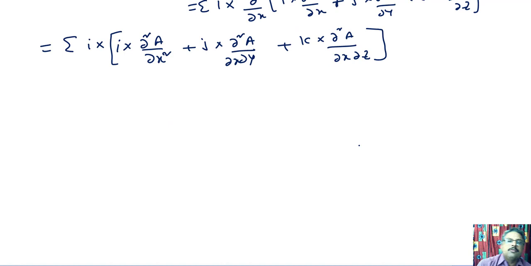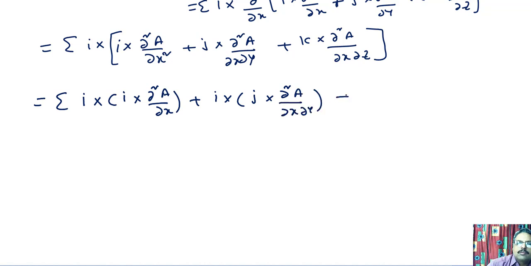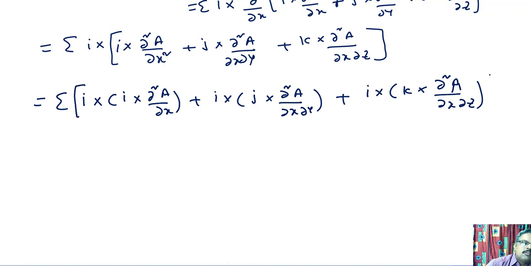Now separate into three summations. Sigma i cross dou square A by dou x square plus i cross j cross dou square A by dou x dou y plus i cross k cross dou square A by dou x dou z. This is the entire summation.